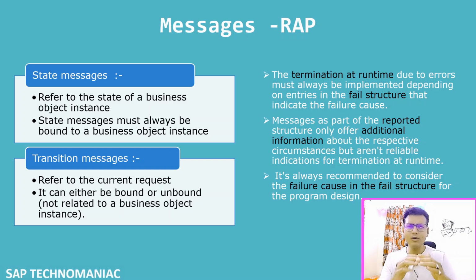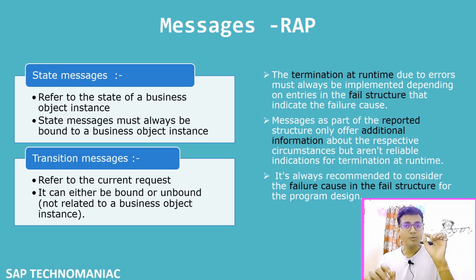So that is the overall difference between the state message and the transition message. In simple terminology, I can say that the state message belongs to the particular state of that particular business data, and it will be saved along with that business data. The transition message will be available during the transition from one state to another state, and it will be displayed once; when the user closes it, it will disappear and it will not be saved in the backend.